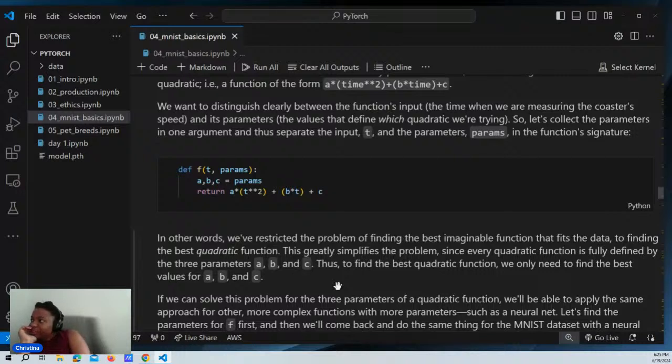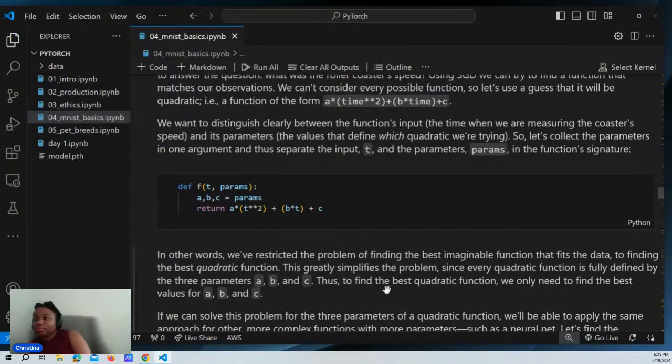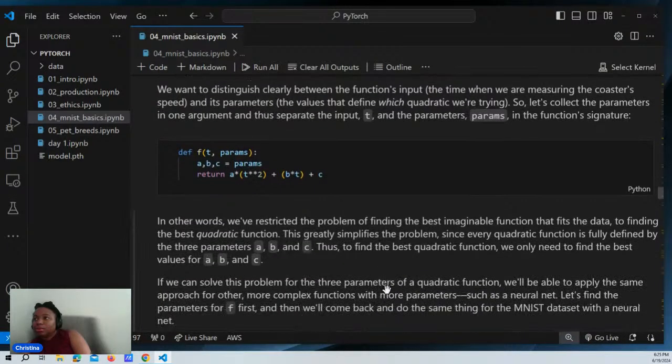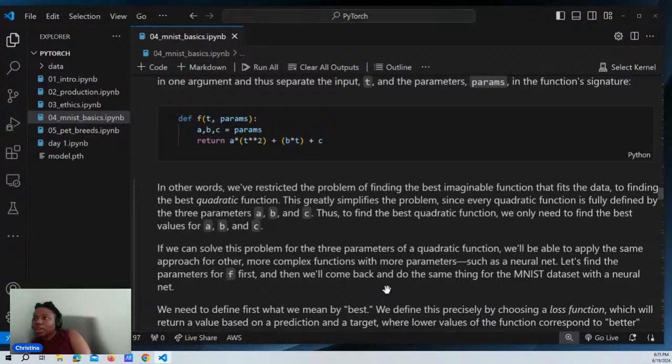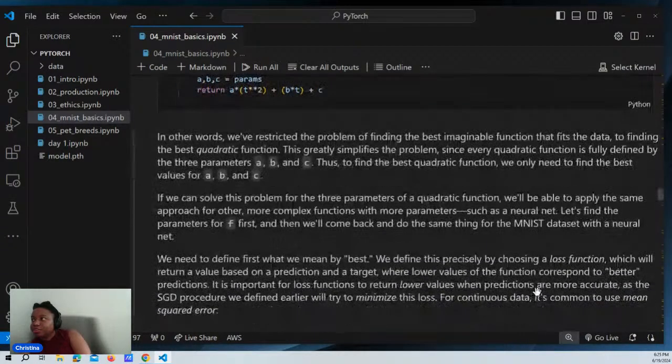To find the best quadratic function, we only need to find the best values for a, b, and c, because that's the quadratic formula. If we solve for these three parameters, we'll be able to apply the same approach for more complex functions.